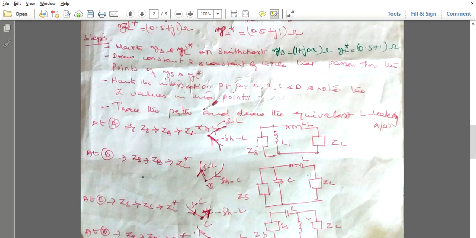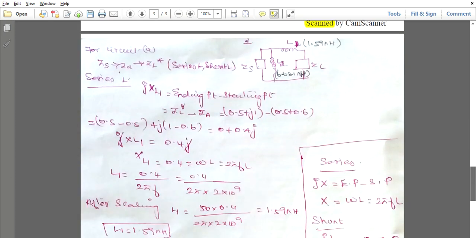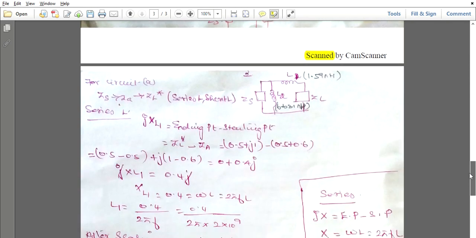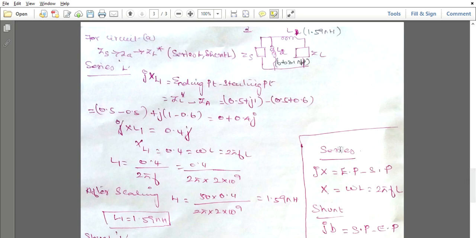Likewise, you can trace the point for each and every intersection point. You can have 4 different circuits like that. Then the last step is how to calculate the value. We have identified the nature of the element, whether it is series L, series C, or shunt. Then how to calculate the element value? To calculate the element value, again you have to take the two impedances which give the starting and ending point of the path.